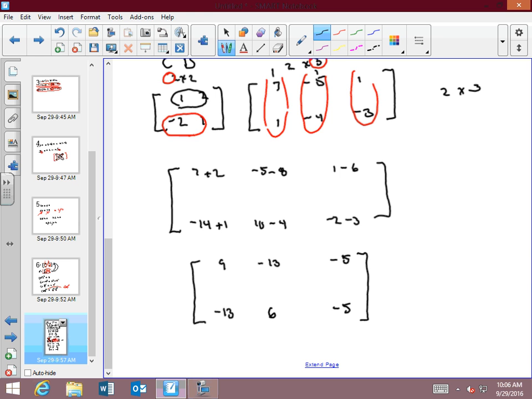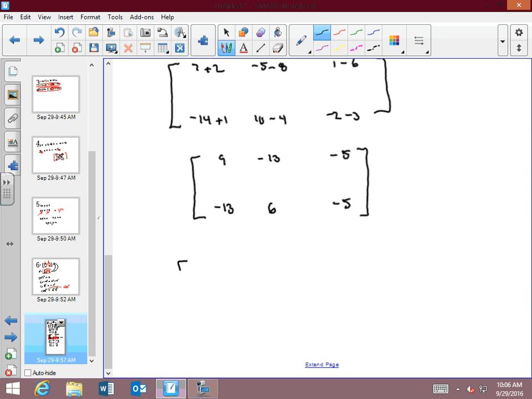Okay, the next one they're asking to do is EB. So the E is what? It's a 2 row by 1 column, and B is a 2 row by 3 column. So what do you think? It's not possible, right? You see, this one and this one are not the same. Not possible.